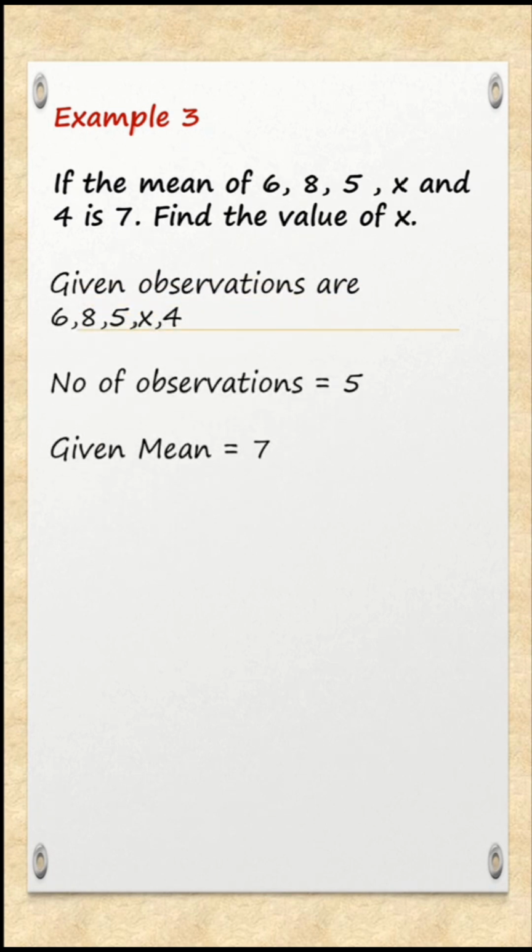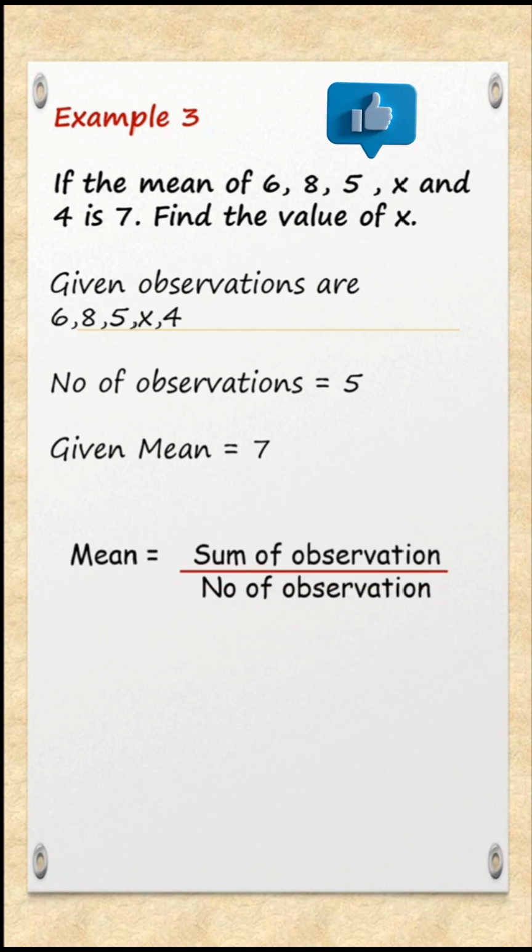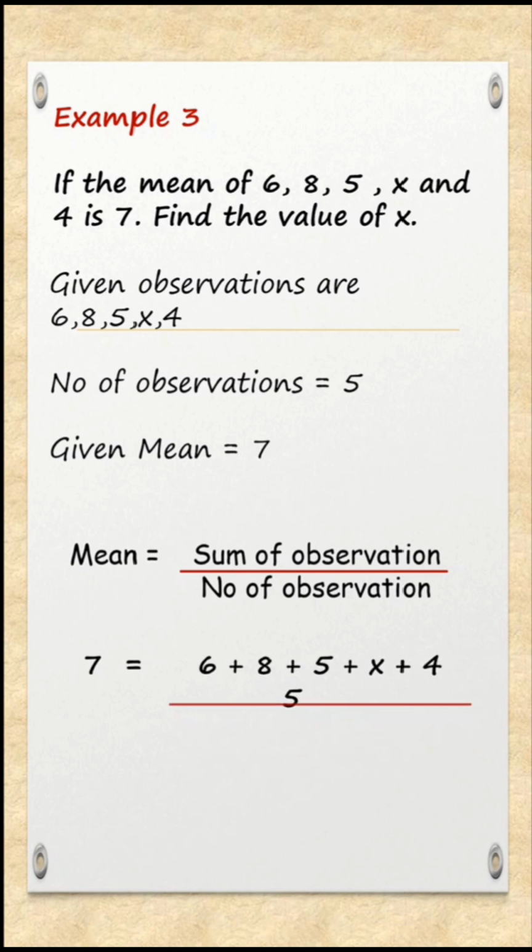Next, count the number of observations. Here the number of observations is 5. You have to consider x. They have given mean is equal to 7. You know the formula for mean. Mean is equal to sum of observations by number of observations. In place of mean, you can write 7, and for sum of observations, you can add all the observations. And the number of observations is 5.